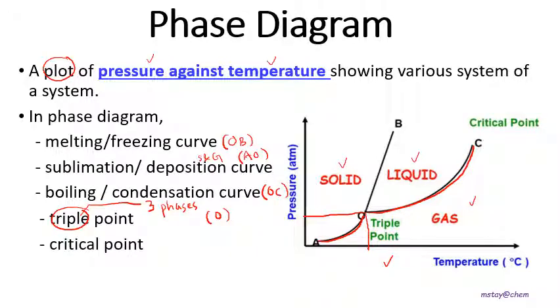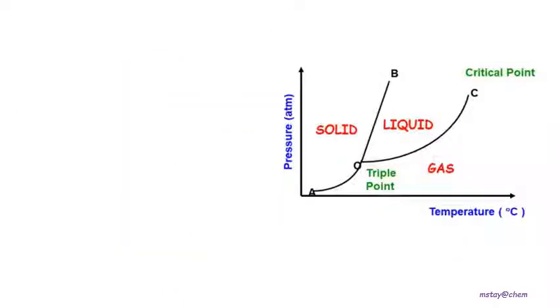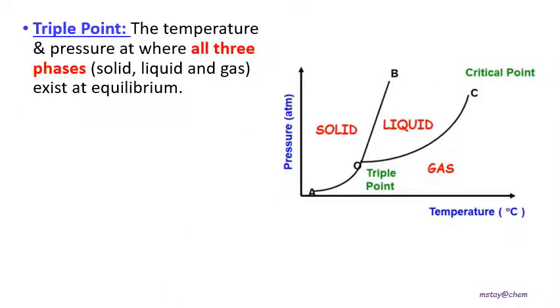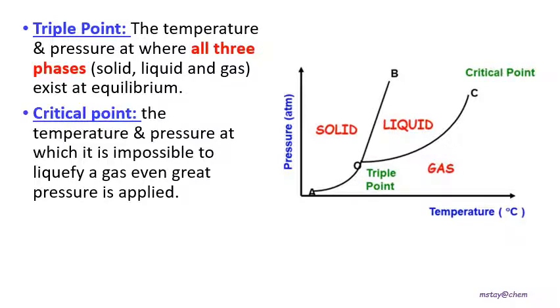Last is the critical point, which is point C over here. When we look at the phase diagram, we will notice this critical point is in between the liquid and gas. So now we are going to continue with the definition of triple point and critical point. This is the definition for the triple point: the temperature and also the pressure at which all three phases exist at equilibrium. The three phases include solid, liquid, and gas.